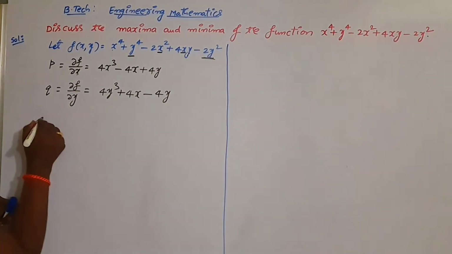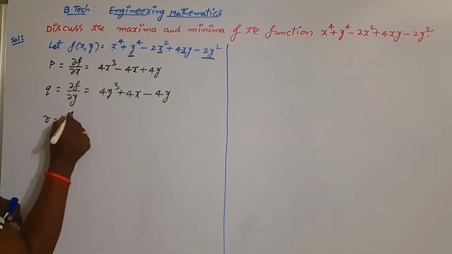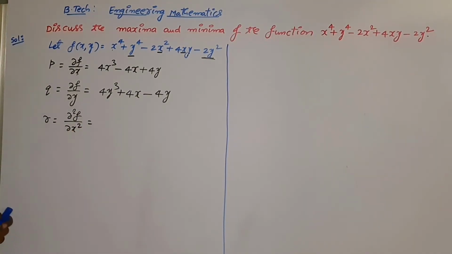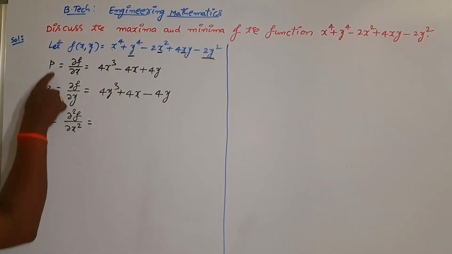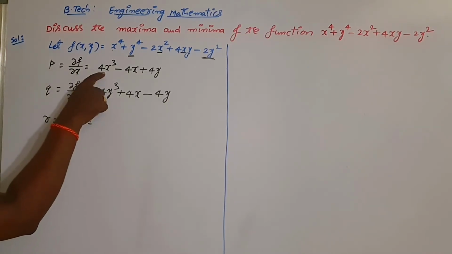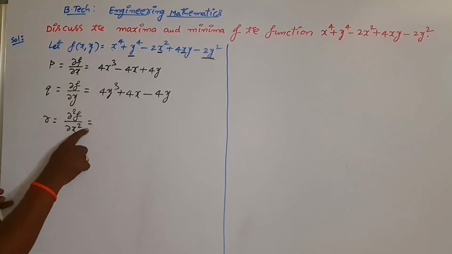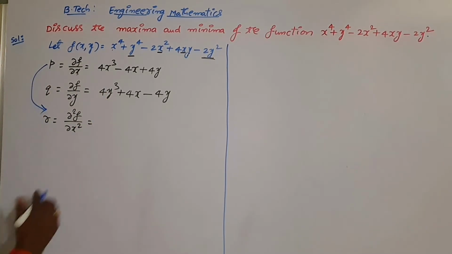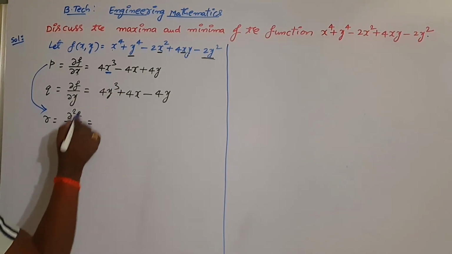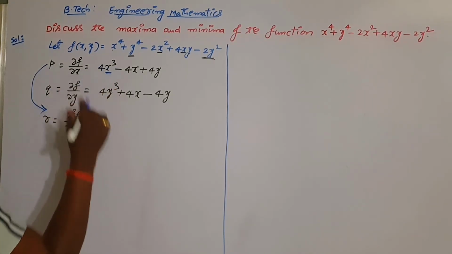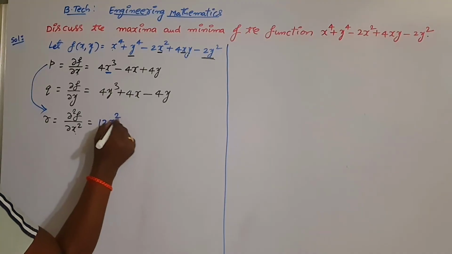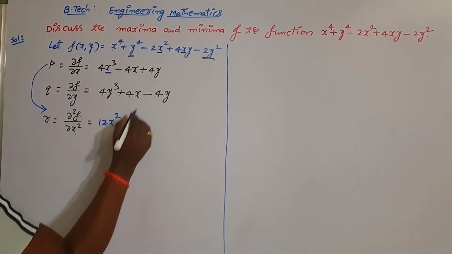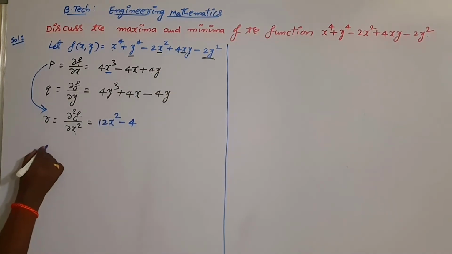Okay. Next r. Dou square f by dou x square. Already the first order partial derivative of f with respect to x is here. You can take another derivative with respect to x here. So from this only we find the second order derivative. The derivative of x cube with respect to x is 3x square, 3 into 4, 12x square. Minus the derivative of 4x with respect to x is 4. This would be 0.